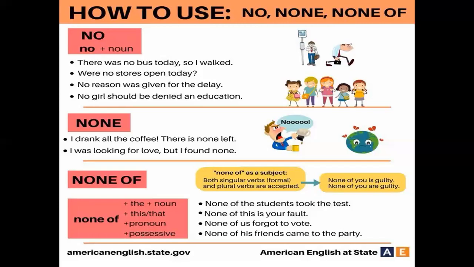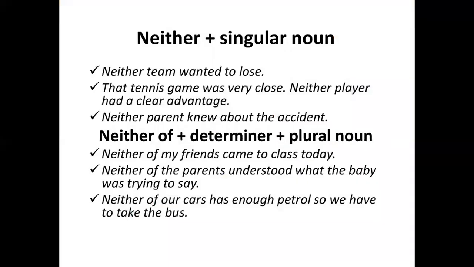And after that we have the use of neither. When we use neither, we can use neither plus a singular noun. So neither team wanted to lose. This is like a synonym of no. So here, in this context, for example, you can use no or neither. No team wanted to lose, or you can say neither team wanted to lose. So in this case, you are using different words, or different determiners, but you are expressing the same idea.